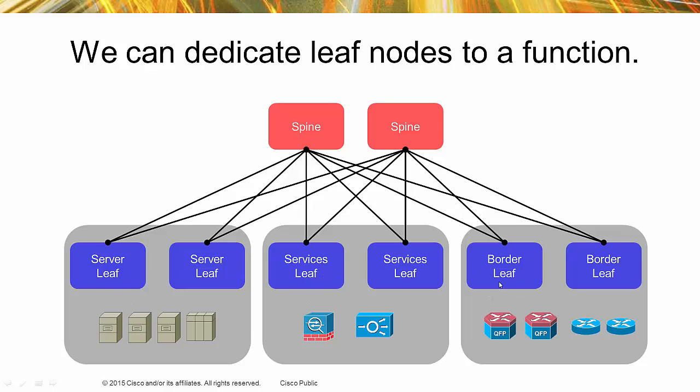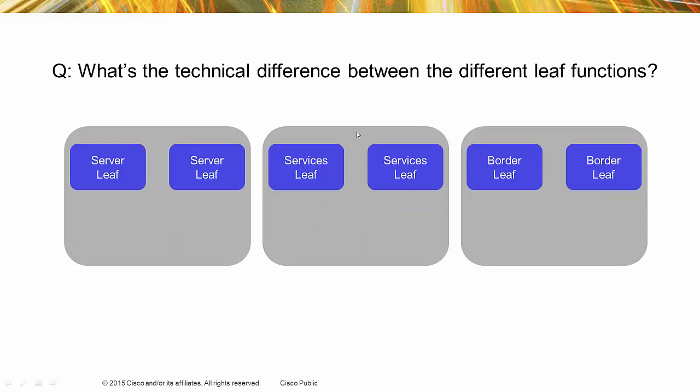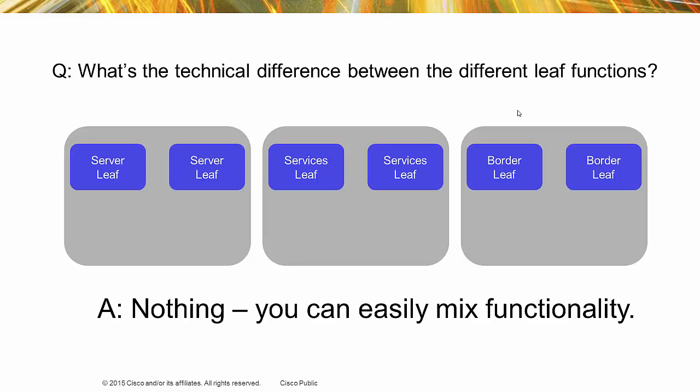So now the question comes in, what's the technical difference between these different leaves? Any guesses? Okay, if you guessed it right, technically there is no difference between any of these leaves, except we have just dedicated a few devices to these leaves. So we are calling them server or compute, service, or border leaf. Technically they are the same leaf. You can go ahead and connect anything to any of these leaf switches.